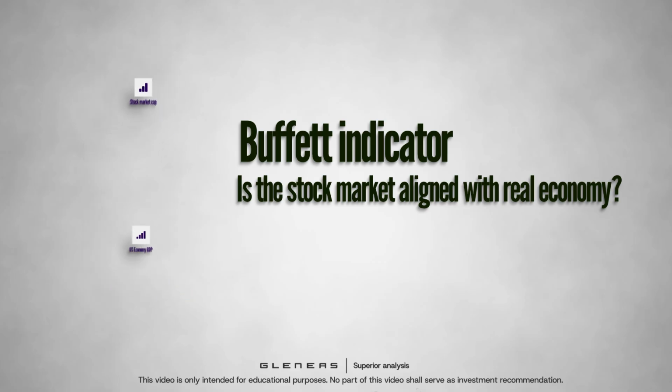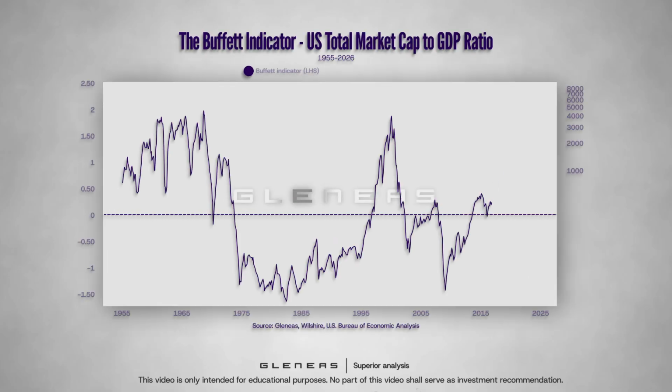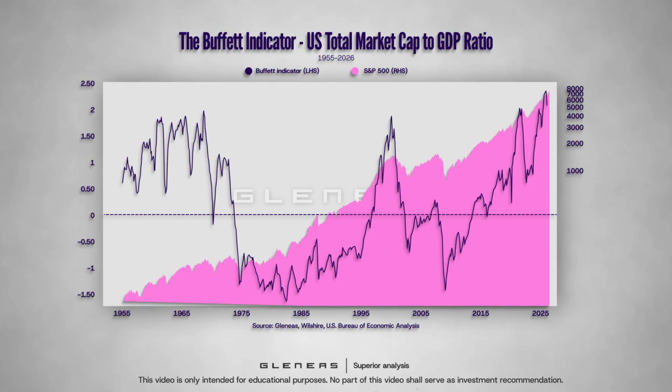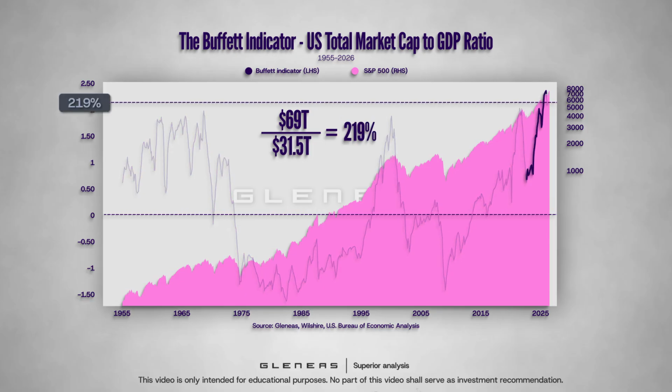The formula is total U.S. stock market value divided by annualized U.S. GDP. In this chart, the U.S. total stock market value is $69 trillion, while annualized GDP is nearly $31.5 trillion. That makes a Buffett indicator of about 219%, a very high number historically, like extremely high valuation. In plain terms, the stock market is valued at more than twice the annual output of the entire U.S. economy.